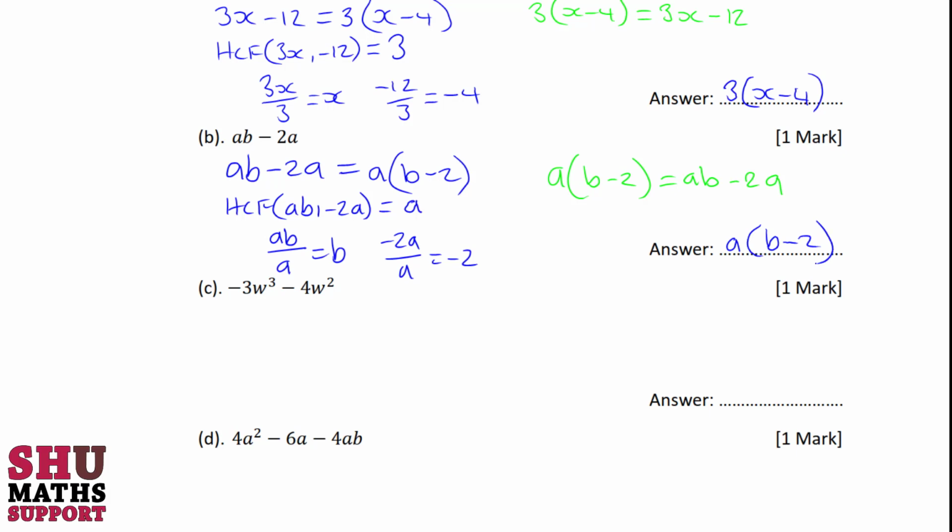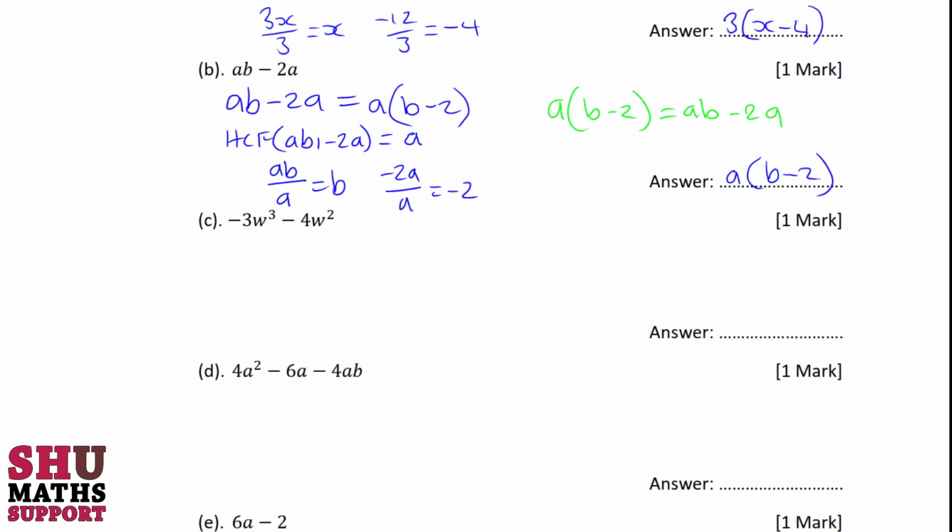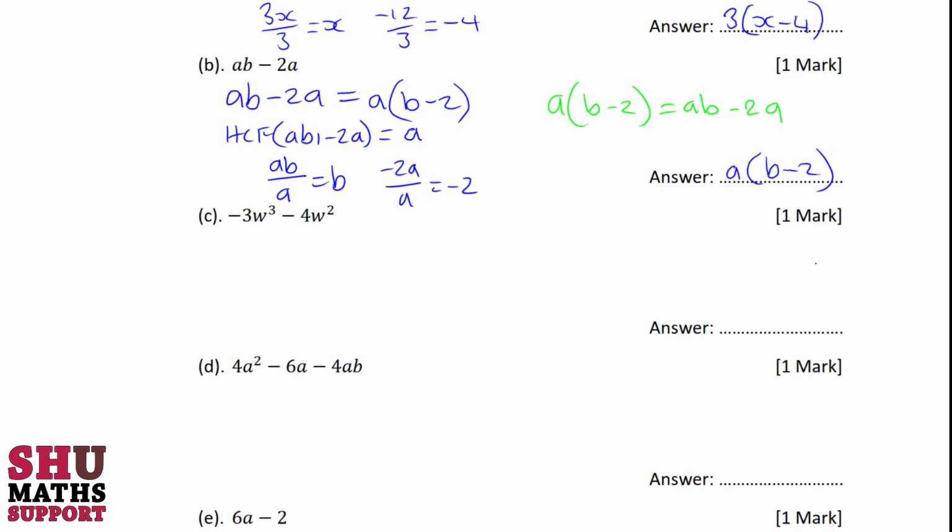So hopefully you've realised that this is pretty routine, you just have to follow the same steps. But I'll do another 2 examples which do look a little bit trickier, but you'll realise we're just doing the same thing. So we have minus 3w cubed minus 4w squared is equal to. So we'll first take the highest common factor of minus 3w cubed and minus 4w squared.